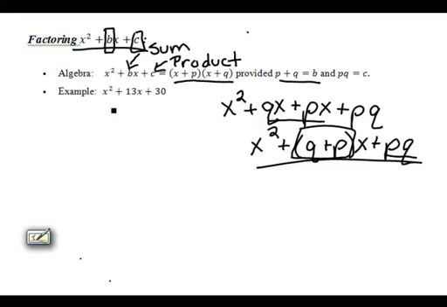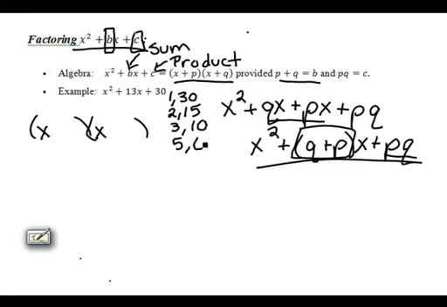So let's take a look at this example, x squared plus 13x plus 30. Now in order to get an x squared, I know the only thing that's going to multiply to be x squared is just an x times an x. But now looking at my 30, some things that could multiply to 30 would be 1 and 30, 2 and 15, 3 and 10, or 5 and 6.